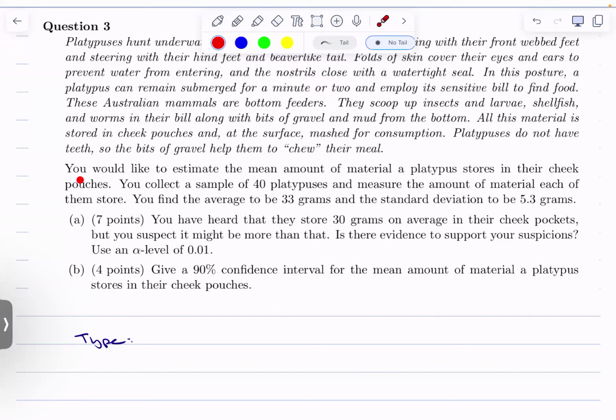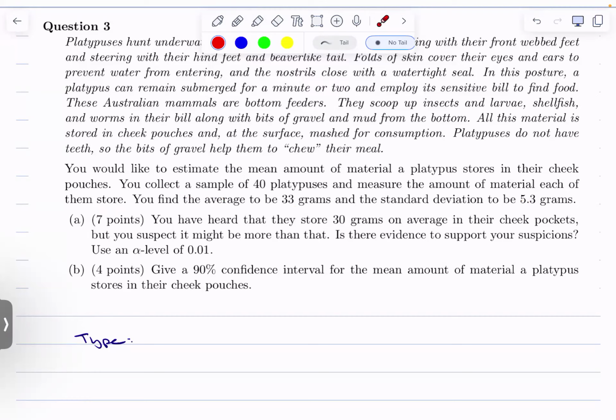You would like to estimate the mean amount of material a platypus stores in their cheek pouches. They kind of, like hamsters, stuff their cheek pouches and go up top and eat it. So you collect a random sample, or it doesn't say random, I read that as random, but you collect a sample of 40 platypuses and measure the amount of material each of them stores. You find the average to be 33 grams and the standard deviation to be 5.3 grams.